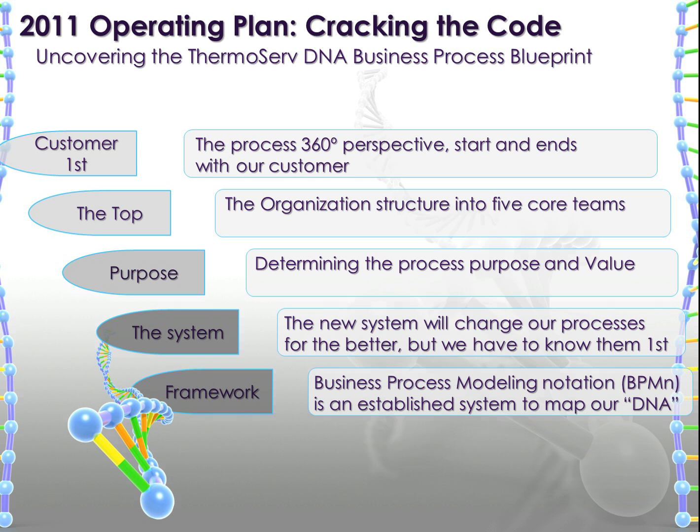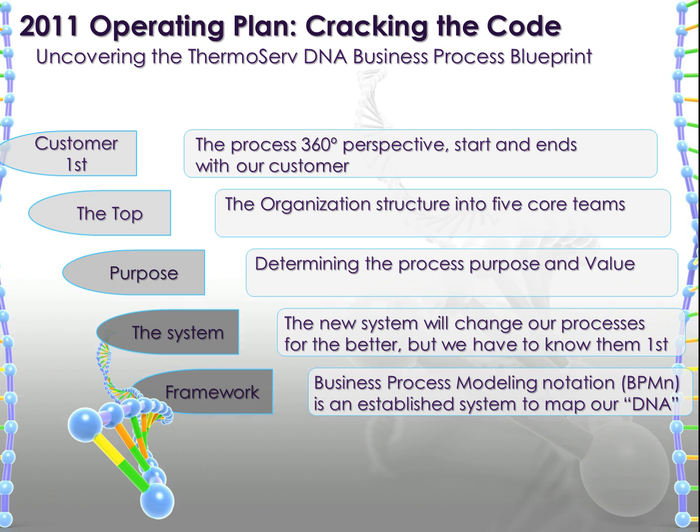The top-level processes are defined by our organizational structure, where the structure is divided into 5 core teams. You know them as the gold, the blue, the red, the purple, and the green. We'll define the purpose of each major process, determining the purpose and the value to the customer.